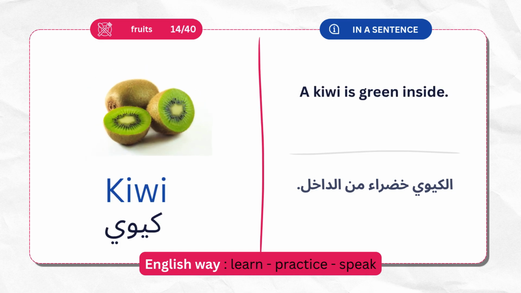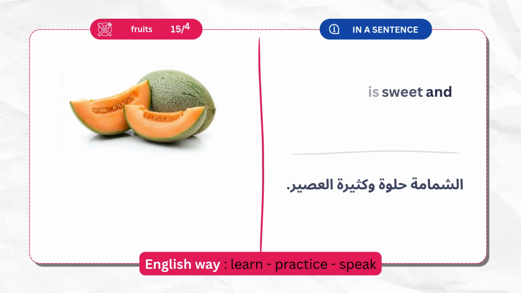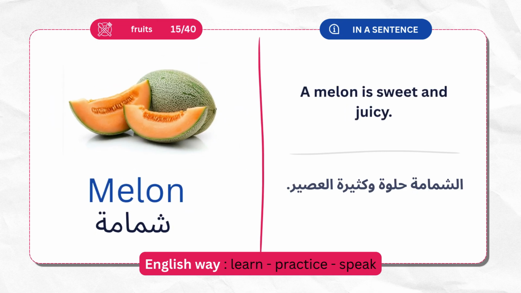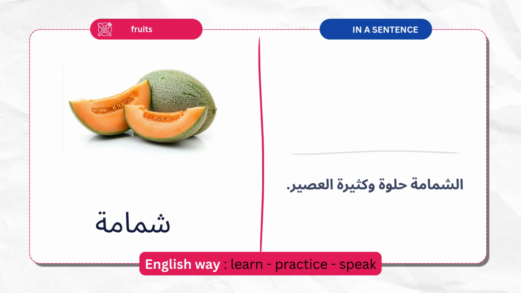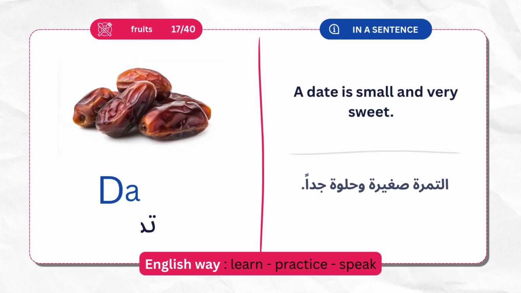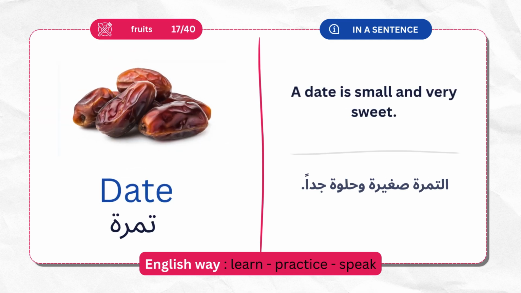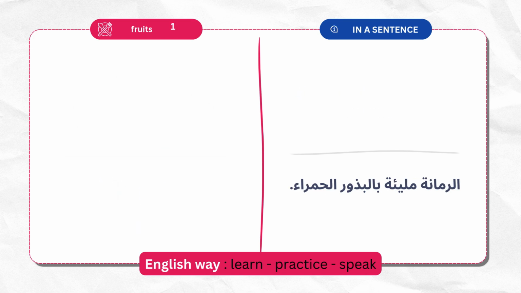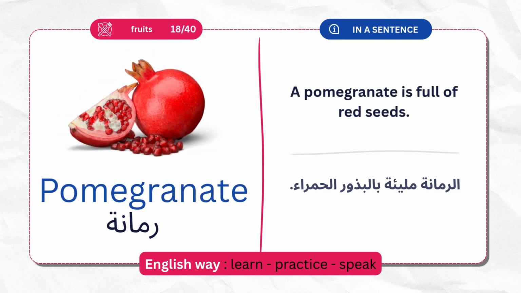Kiwi. A kiwi is green inside. Melon. A melon is sweet and juicy. Fig. A fig is soft and sweet. Date. A date is small and very sweet. Pomegranate. A pomegranate is full of red seeds.